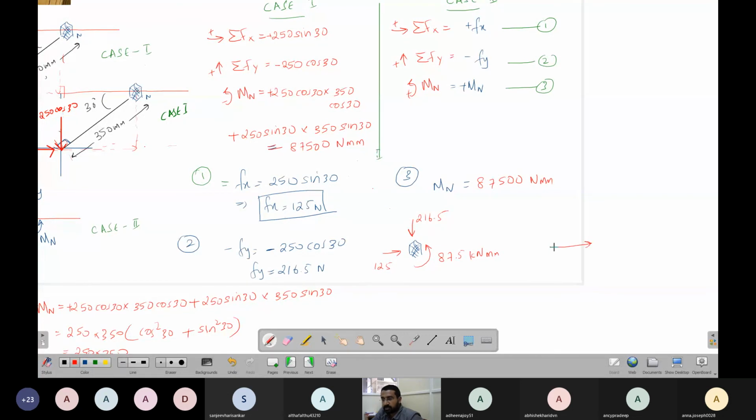There's a force like this, there's a force like this. So this is 125. This is 216.5. Okay. I know that I can simplify this. I can further simplify this. Before saying, I can keep it here, and I'll get the resultant like this. This resultant value, there is something good about this value. What is the value of this resultant?